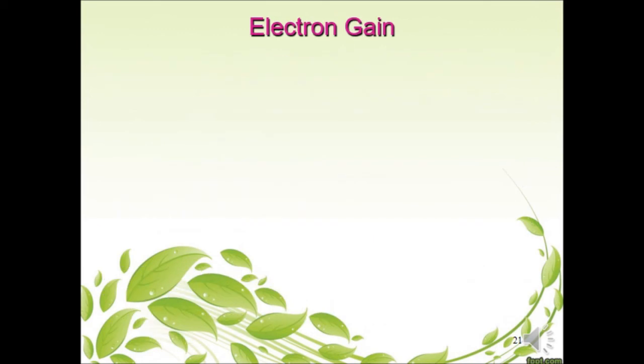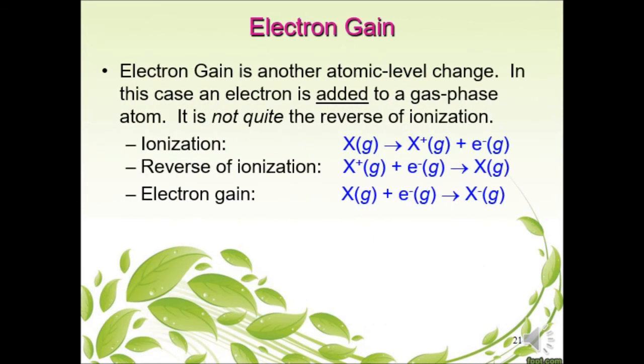Next is electron gain. So this will be another atomic level change. In this case, an electron is added to a gas phase atom. However, you cannot simply say that this will be the opposite of ionization, because why? Let us look here. This is the ionization process where we remove the electron. But if we reverse the ionization, we will get this.